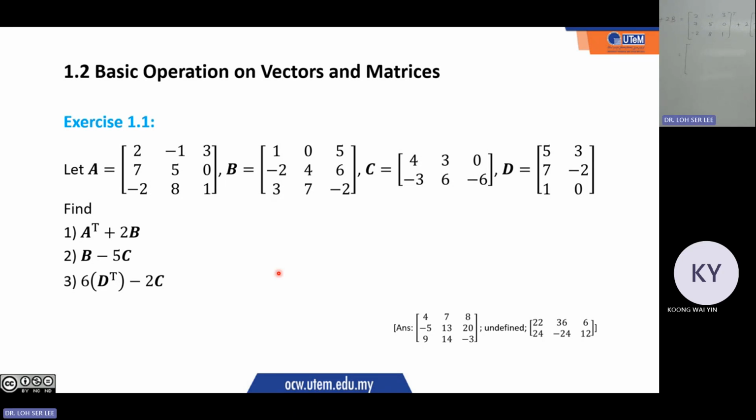A transpose plus 2B. The final answers are given here. Okay, you can do a self check on your own.